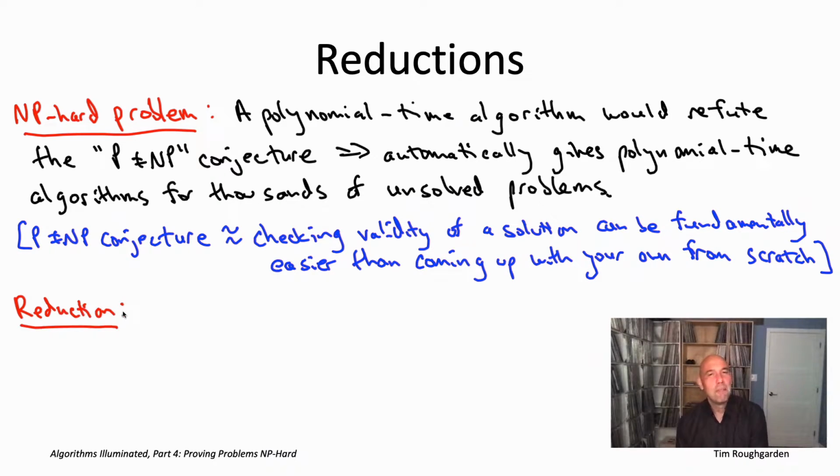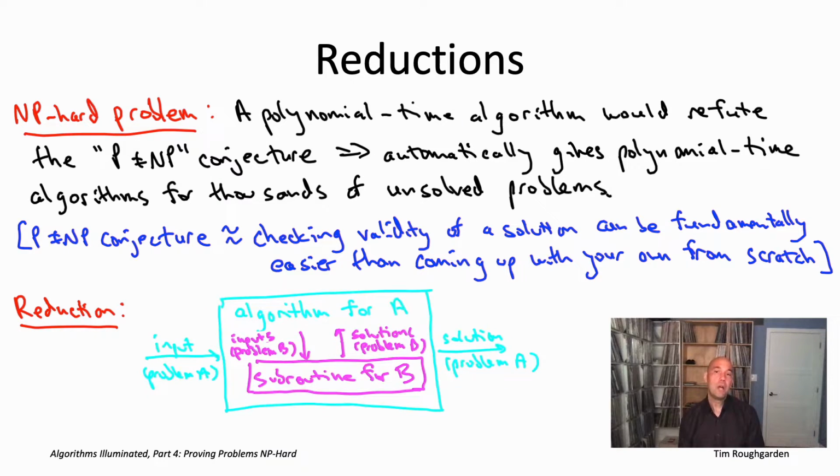We've talked about reductions many times, but they're a super important concept, so let me just say it once again. In terms of this cartoon, a reduction is just a way of building the light blue box given the magenta box. In other words, it's an argument that the only thing you really need to solve A efficiently is an efficient subroutine for B.